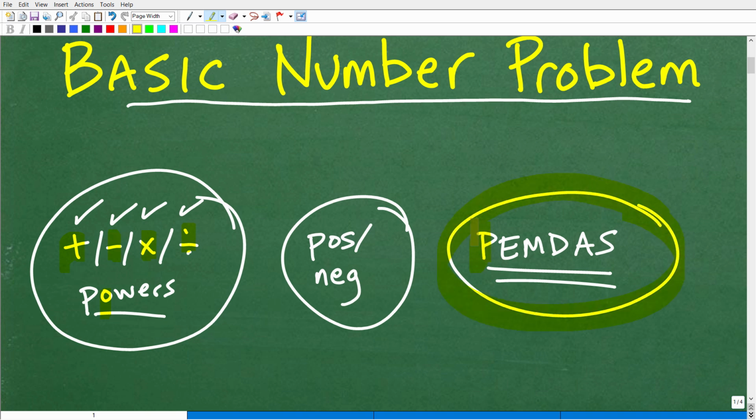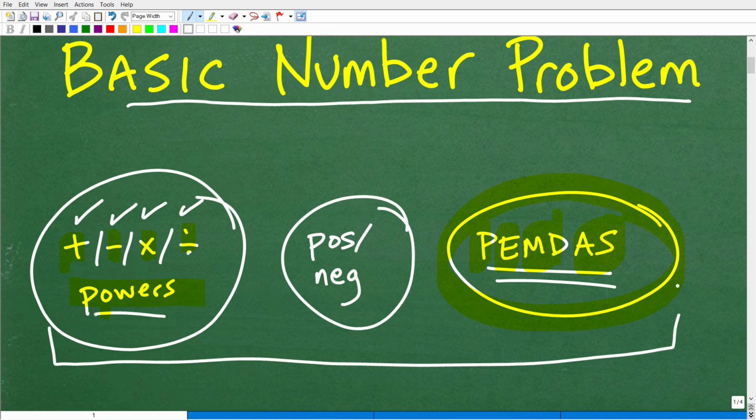So the P is we're going to do what's inside parentheses. The E stands for exponents. That really means powers. And then you're going to do multiplication, division, addition, and subtraction. And I'm not going to really get into this too heavily, all of these things, because I want you to kind of check your current understanding. Okay, of course, I'm going to explain this thoroughly in one second.